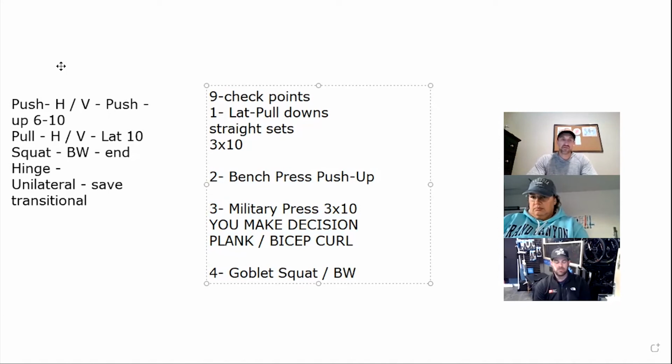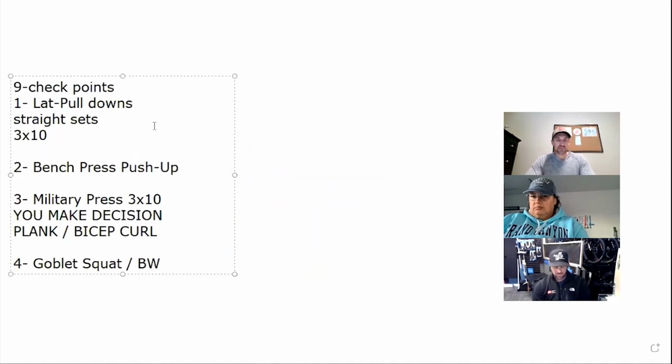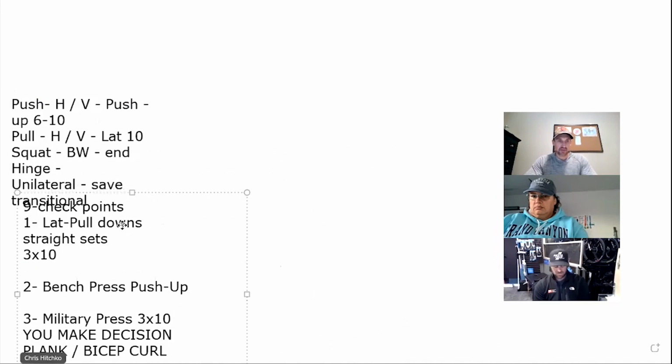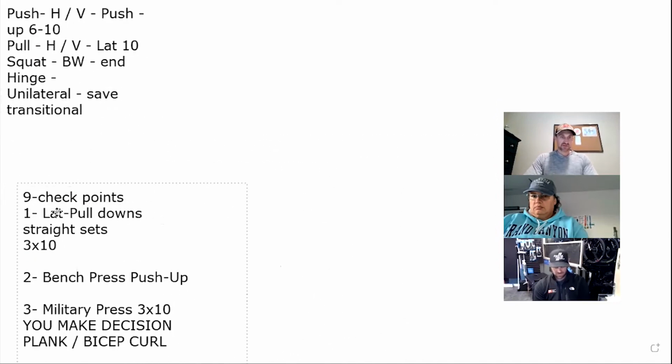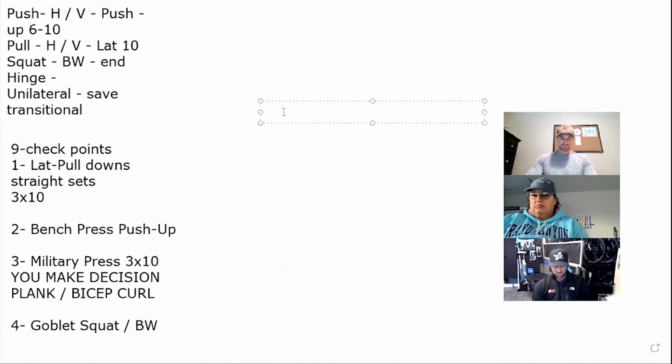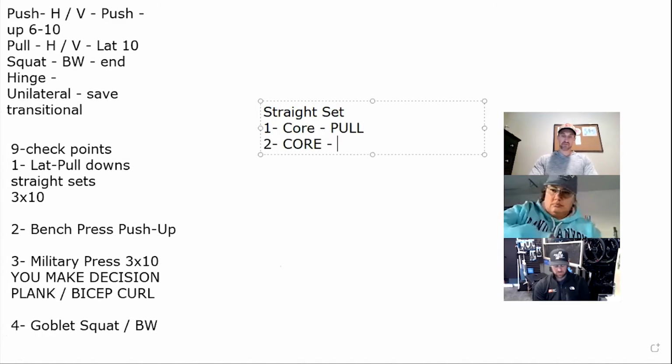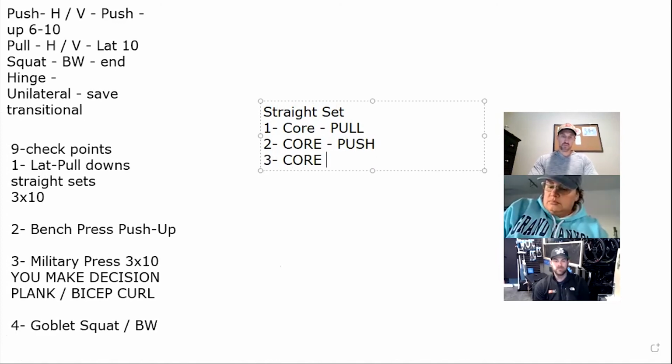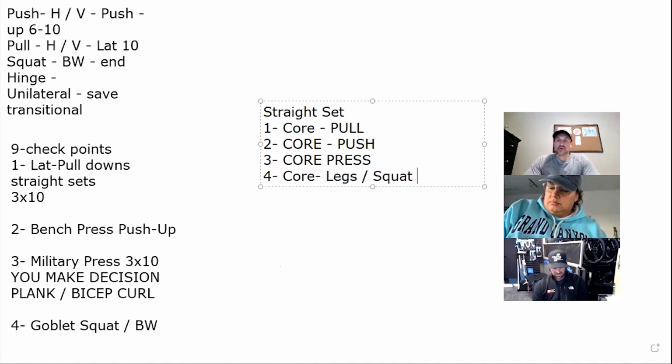So if you look at the patterns for this, what my mind does here. Pull this guy up. Essentially, I'm doing a straight set. Number one, the core pattern is a pull. 2, core pattern, push. 3, core pattern, press. 4, core pattern, legs, which we're gonna do a squat. So that's the template. That's your template for success. It's not these exercises over here. It's just finding an exercise that fits the pattern.